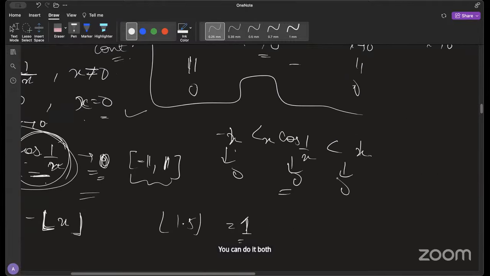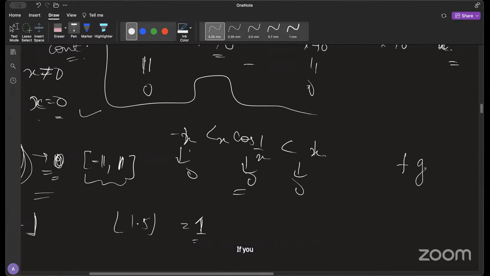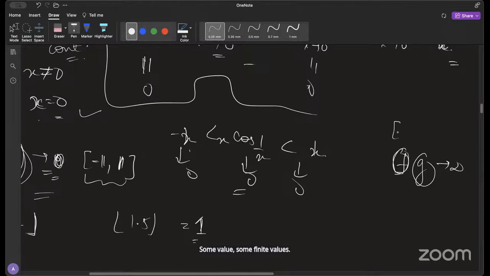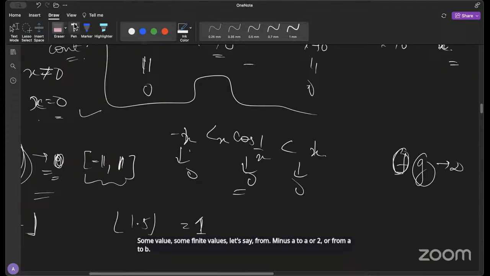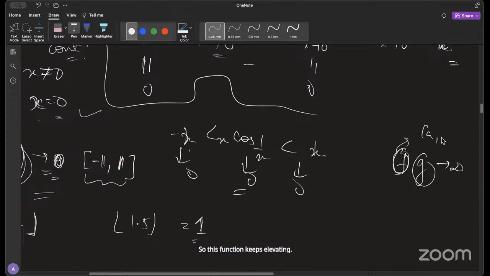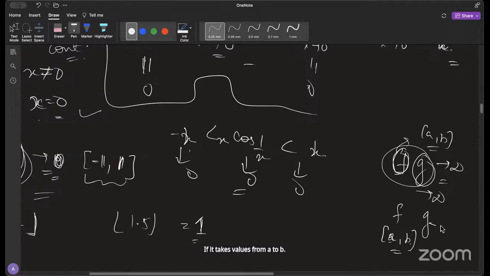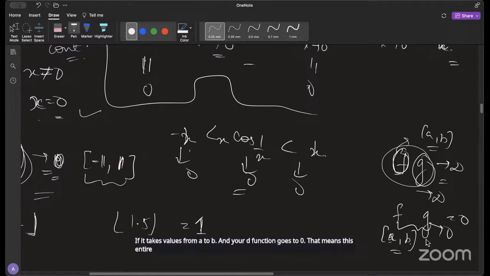If you have f and g, and this function goes to infinity, and this function keeps taking some finite values, let's say from minus a to a, or from a to b. So if this function keeps taking values from a to b, and this function goes to infinity, that means this entire thing goes to infinity. Now, if this function keeps fluctuating between a and b, or even if not fluctuating, if it takes values from a to b, and your g function goes to 0, that means this entire thing goes to 0, right?